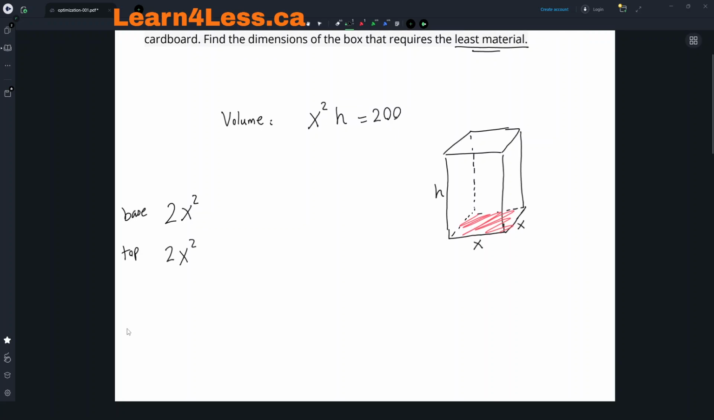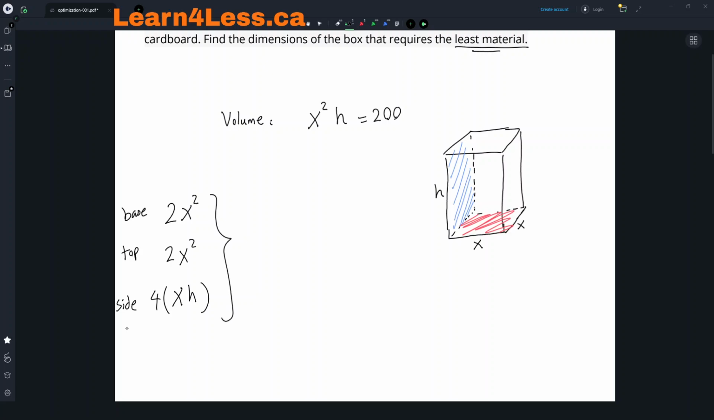And for the sides, we have 4 sides here. On each side, we have one rectangle. So let me just show that here. For example, this is one rectangle here, and we have 4 of these, which adds up to x times h, which is one of them. We have 4 of them, so it's 4xh. So this would be the sides. Perfect. So overall material, the whole material that we are going to use, is a summation of all these numbers.